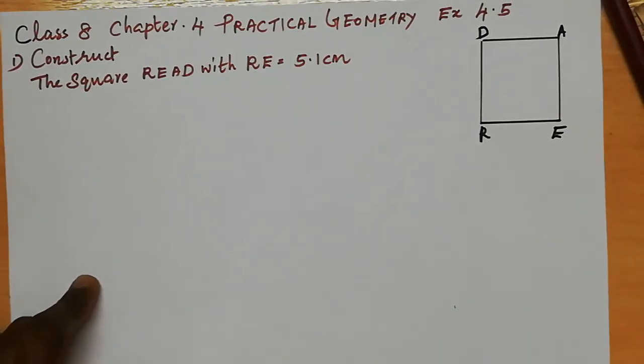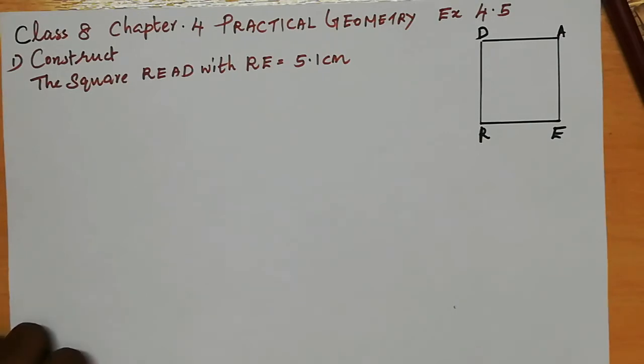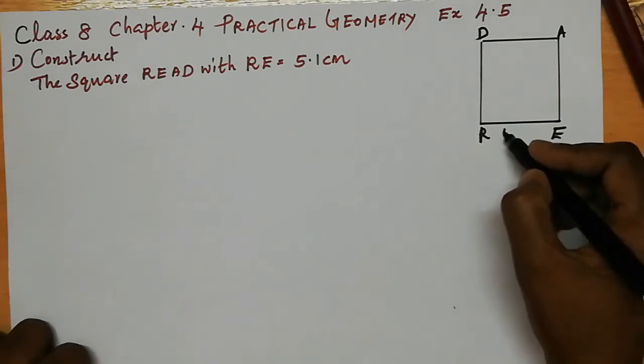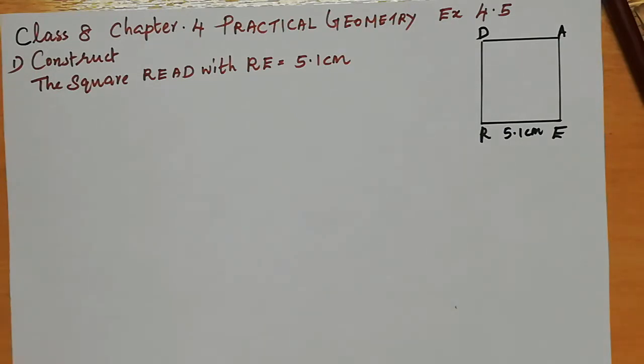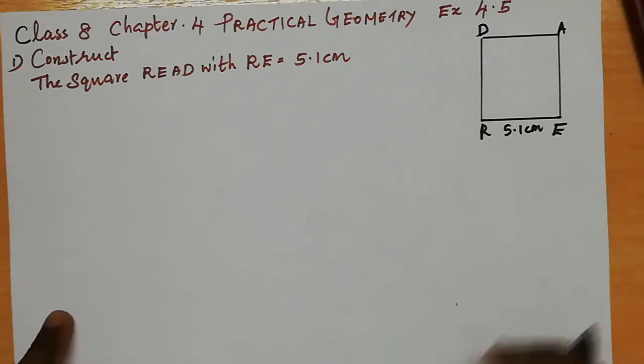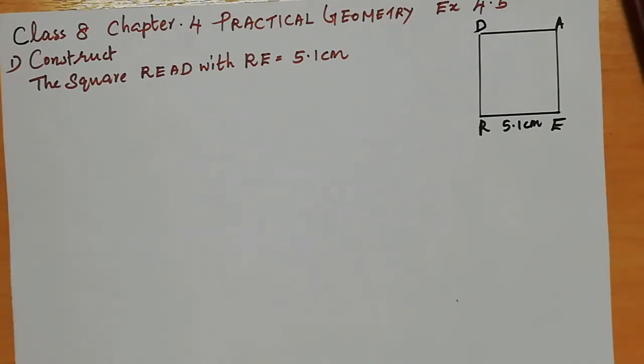Then what are they given? They are telling RE is 5.1 centimeter. Only one measurement they have given. That is RE, 5.1 centimeter. So we are going to construct a square. We know all about the properties of the square. What are the properties of the square? All sides are equal, and all the angles are also 90 degrees.